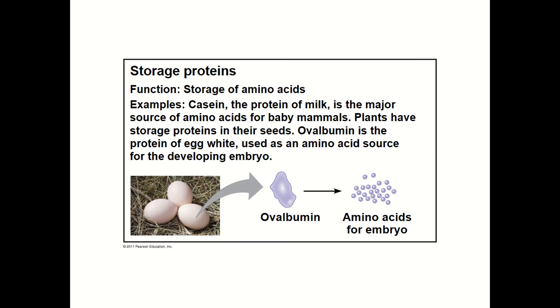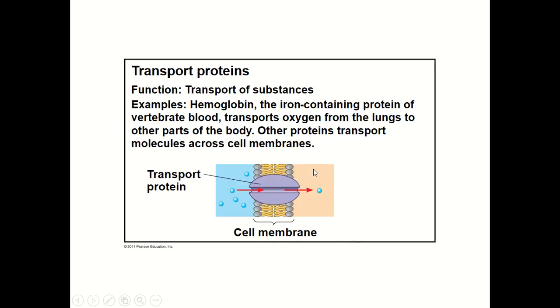And protein is also responsible for the storage of amino acids. For example, casein is a protein inside the milk. They're responsible for the source of amino acids for baby mammals. And inside the egg white, we have ovalbumin protein, okay, which is an important source for the developing embryo.